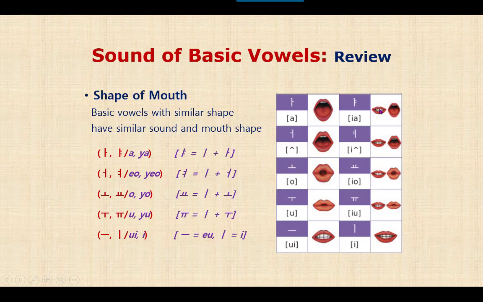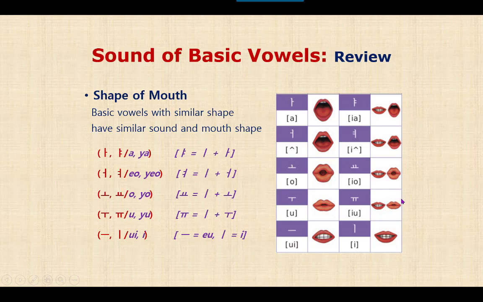Start from the E shape and go to R. E-R, E-R. So, combine together. To pronounce this, you must start from this position and end at this position. Same for yo, yo, and you, you.